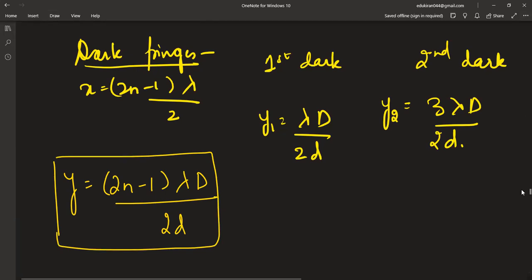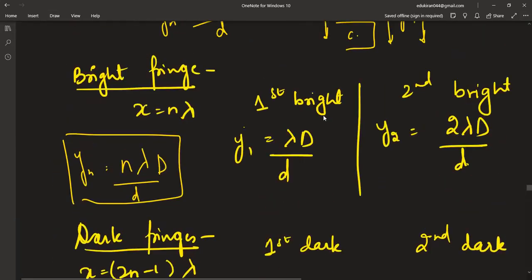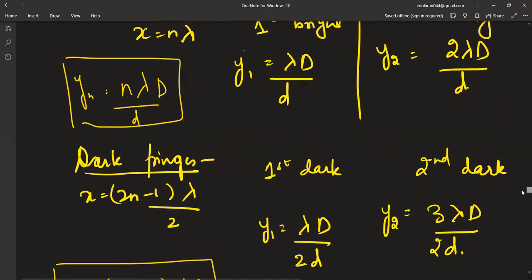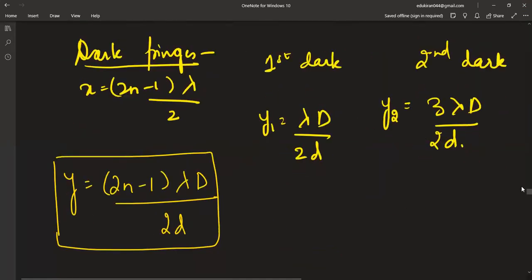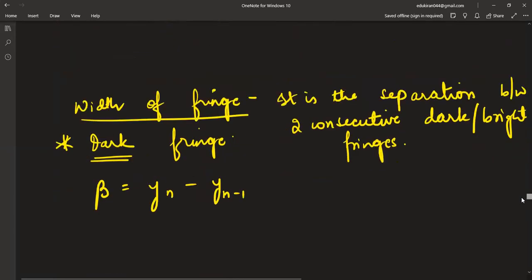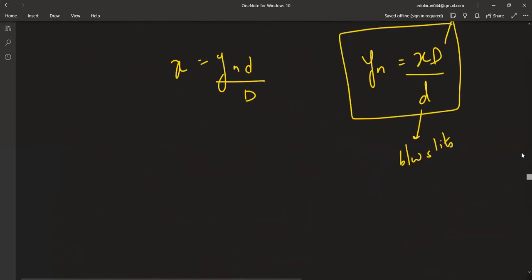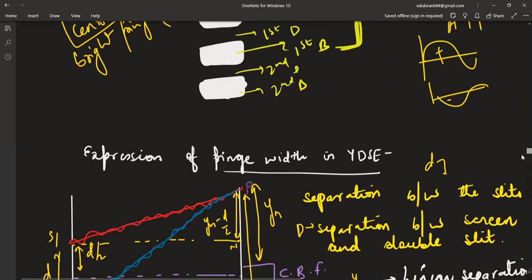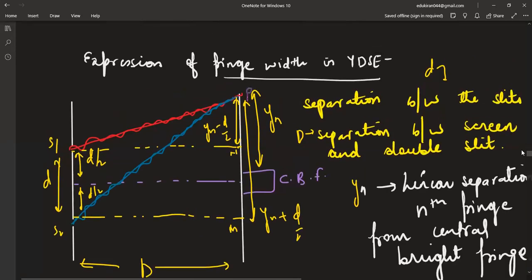Now see, if I want to find out the first bright fringe, I'll put n is equal to 1. So y1 will be lambda D by d. n is equal to 2, 2 lambda D by d, and so on. Similarly, for dark, this will be lambda D by 2d, 3 lambda D by 2d, like this, and so on. Write down all this. Then we'll discuss the fringe width and some more topics are left that I'll discuss.